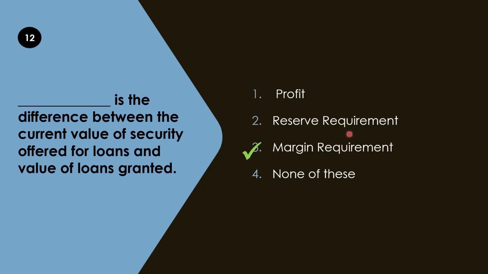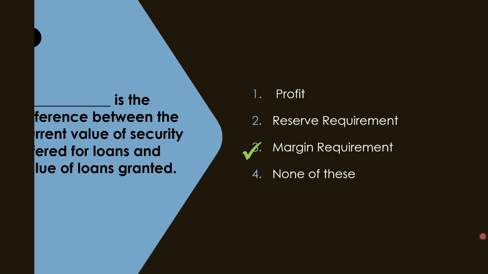Then you have reserve requirement. Reserve requirement is the percentage of deposits that banks must keep as reserves with the central bank, CRR, SLR. This is also not related in any way to collateral-based loans. And anyway, we know the correct answer is margin requirement. So, option 4 is also ruled out.